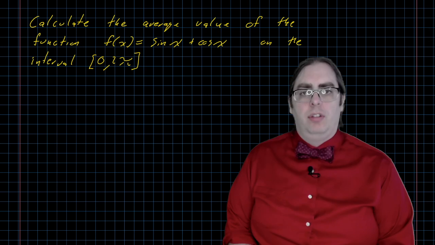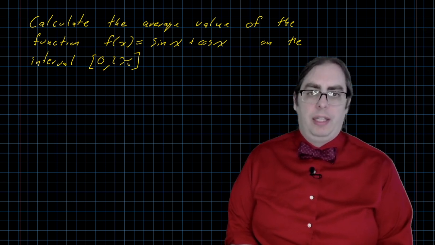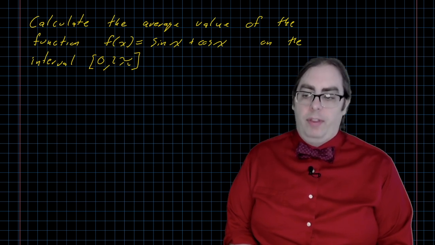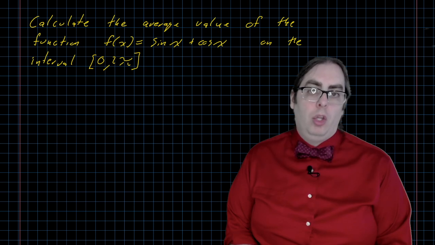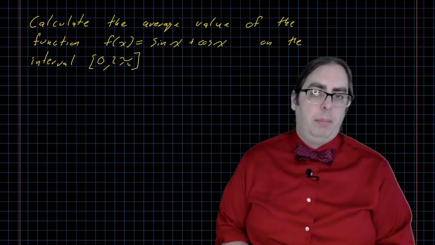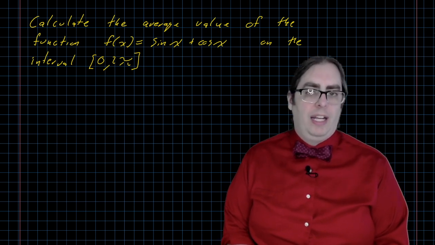Once you've done that, I encourage you to go into Desmos or something like that, graph the function, graph the mean value, and see where those graphs intersect to verify the mean value theorem that says that, well, there should be a point where that actually happens.